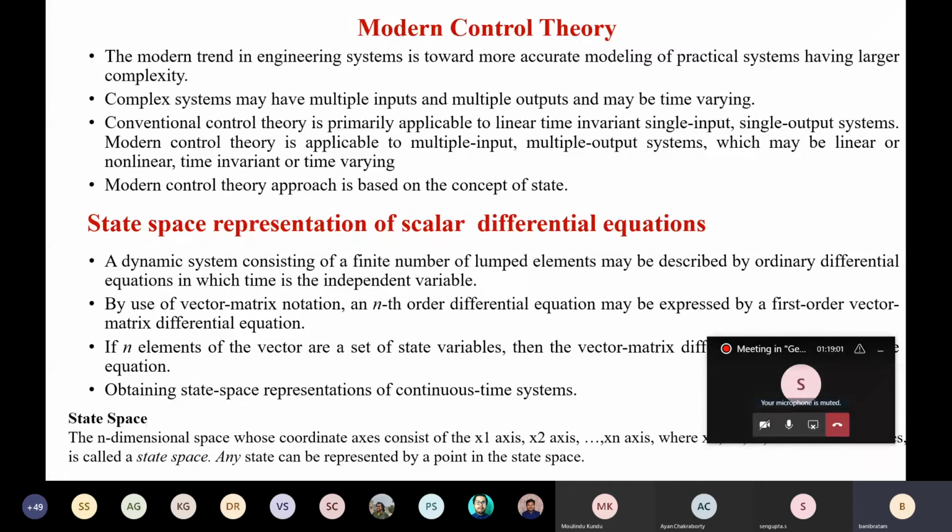Now, the equation. Earlier we said the Laplace transform is used to convert the differential equation into algebraic form and then solve it. Now we are discussing the concept of state space. Suppose I have an nth order differential equation. Obviously, as the order of the differential equation increases, the complexity will also increase, along with some uncertainties in the physical systems.